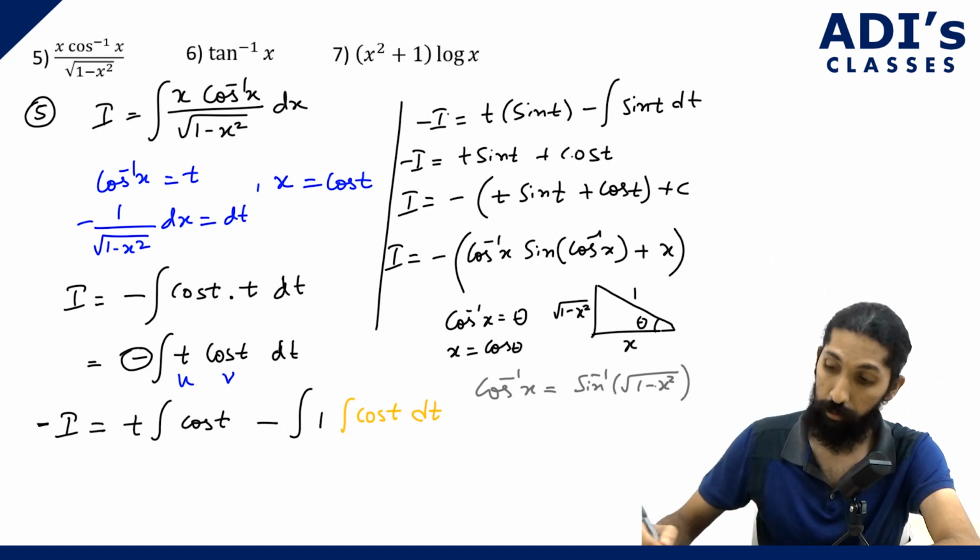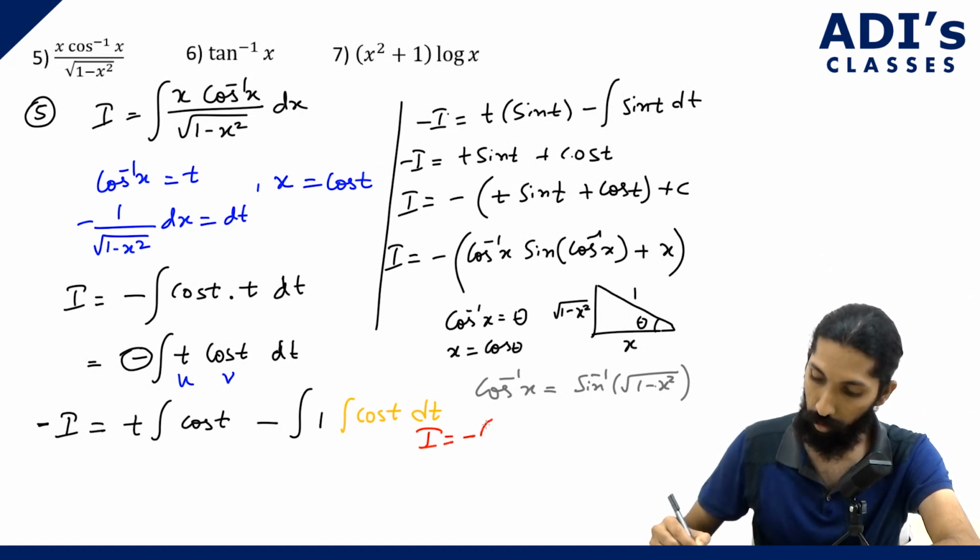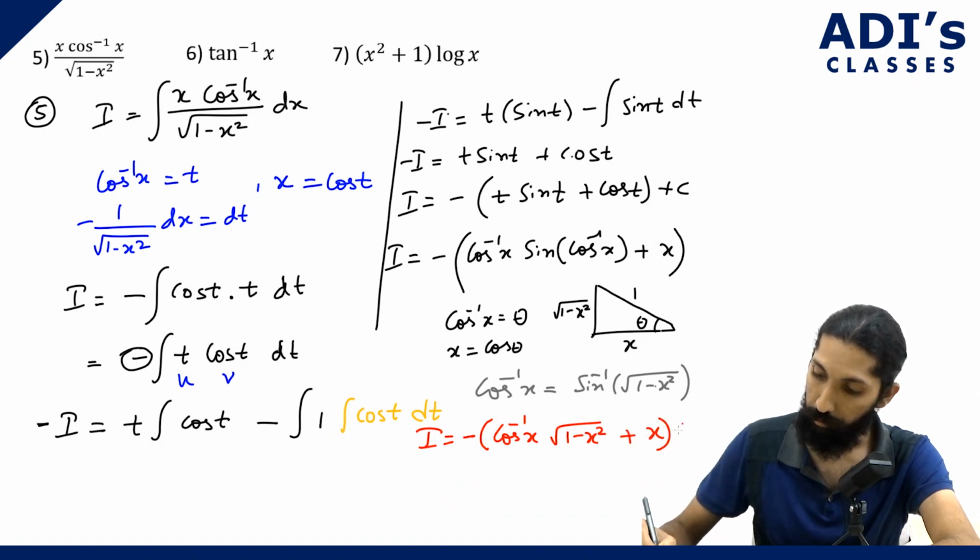Correct? So if you substitute that, the final answer, we can write it as I is equal to, let me write it here only, minus of cos inverse x into root 1 minus x square plus x plus c.